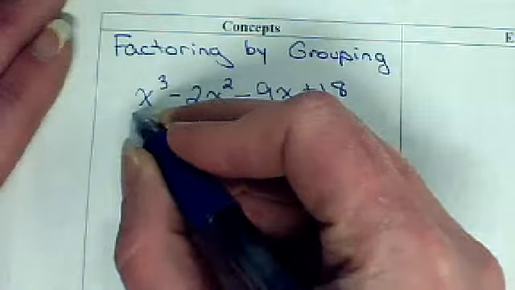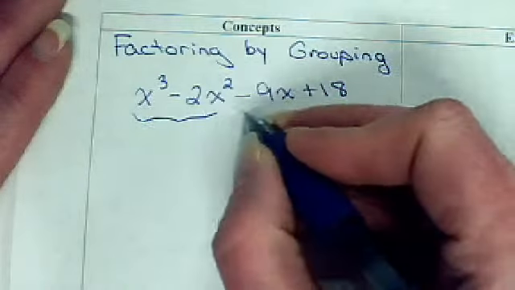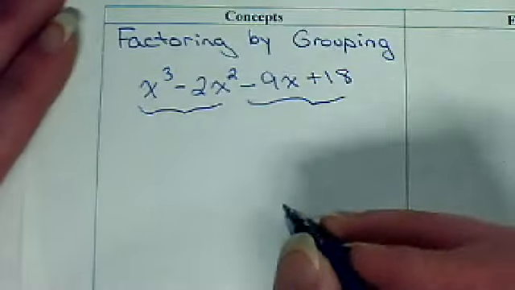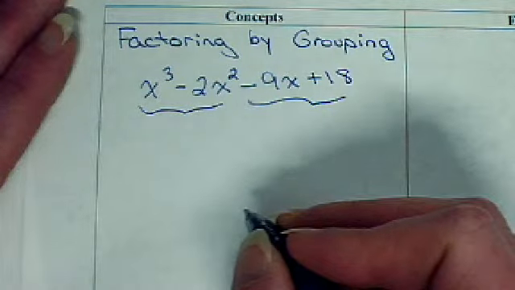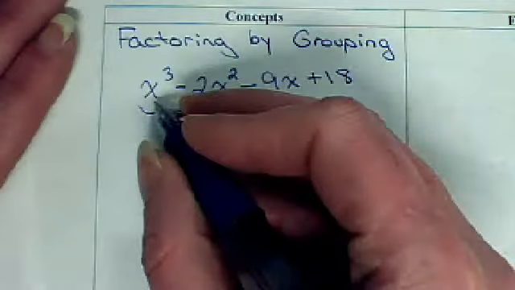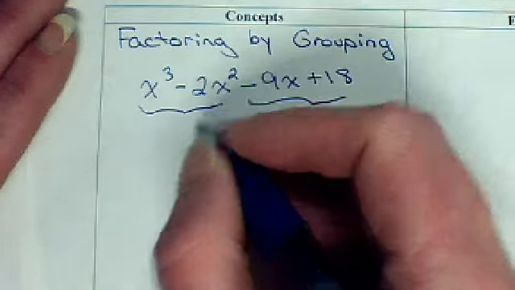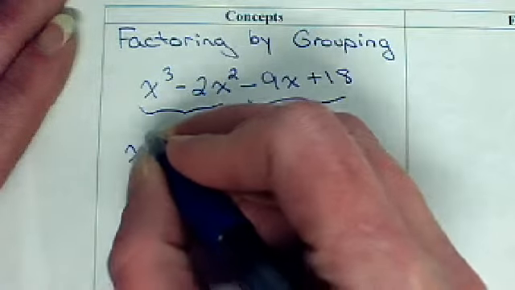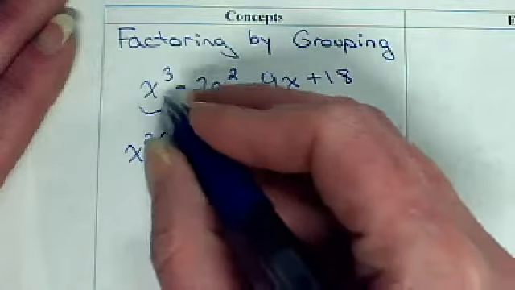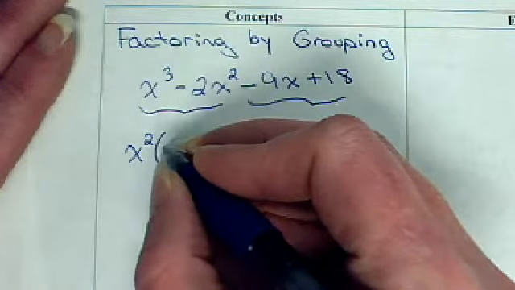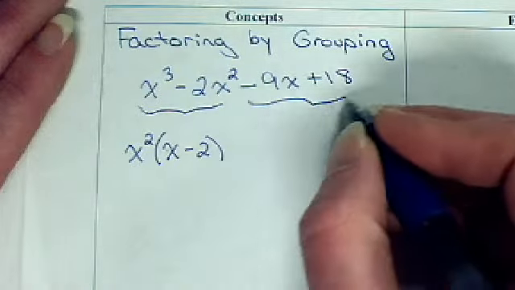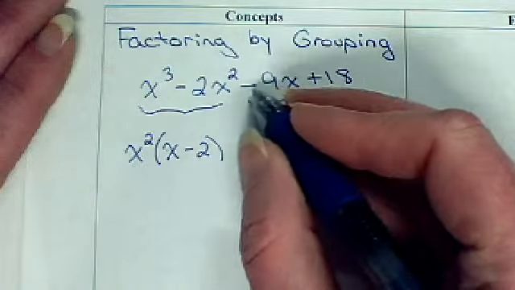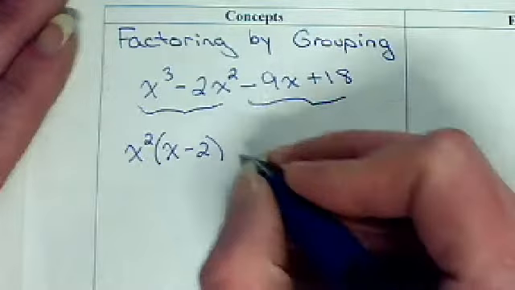Factoring by grouping. What we're going to do is group each pair of terms. In each pair, we're going to find the greatest common factor. So between x cubed and negative 2x squared, I could factor out an x squared. When I factor out an x squared from just those 2 terms, I get x minus 2. Now between these two, I'm actually going to pull the coefficient of the x, the negative 9.